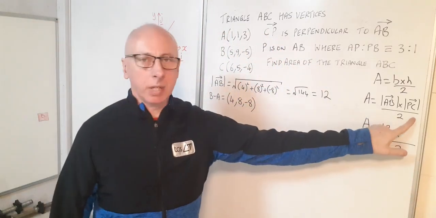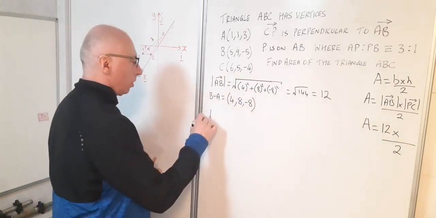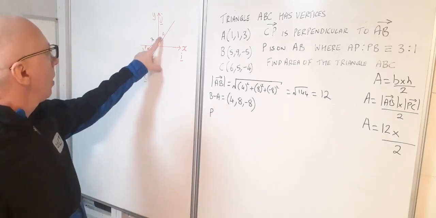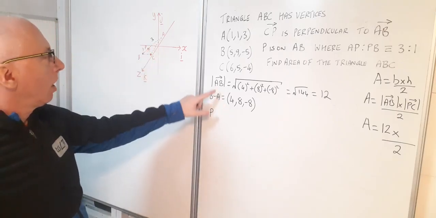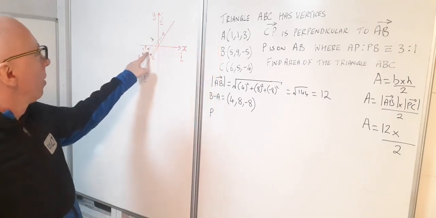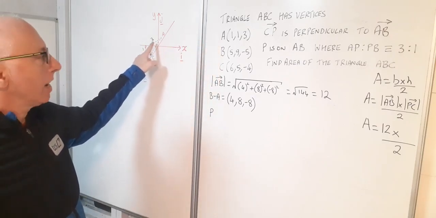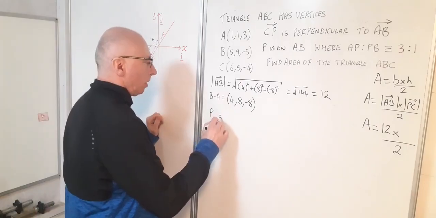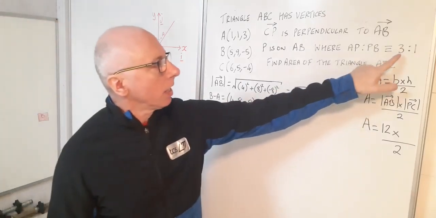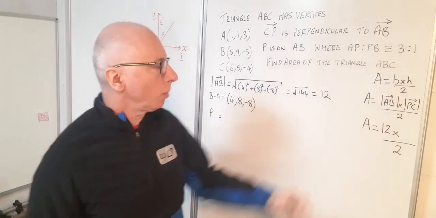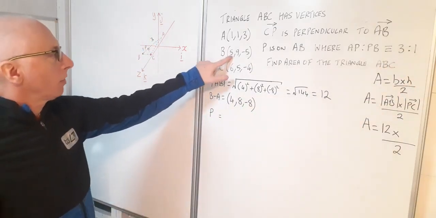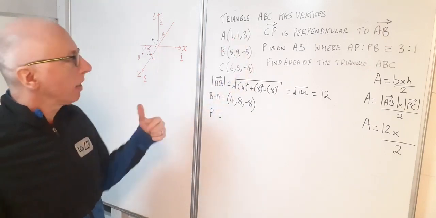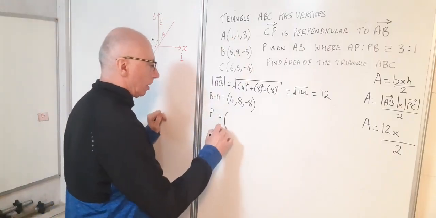Now we need to find PC. First of all, we need to find the point P. So where is point P? Well, it's on the line AB. We've got our line from A to B, but P is 3 times closer to B than it is to A. So what we have to do is use a kind of midpoint formula. It's not the same as the middle. It's 3/4 of the way along and 1/4 the way along. So we multiply each component of B by 3, add it to each component of A times 1, and then divide by 4.